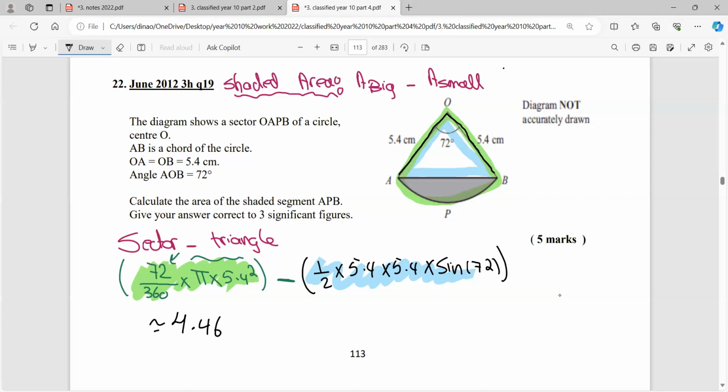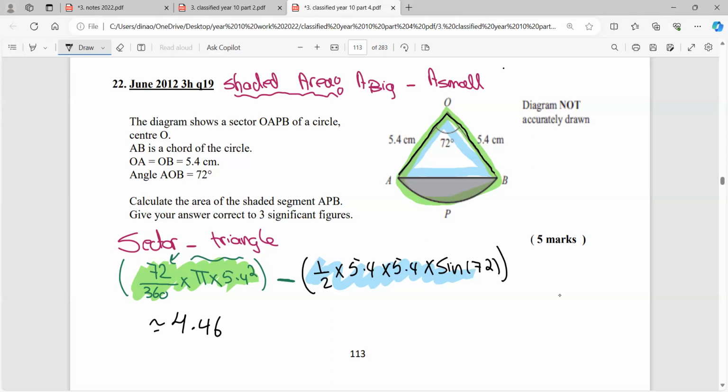4.46. So this is an important question for me, which is how to find the area of the shaded segment. So we did area of sector, let's make sure my calculations are right. Area of sector minus area of triangle. Okay, like this. And of course here, in this triangle we will not use half base height. We use half times side times side times sine of the angle in between.